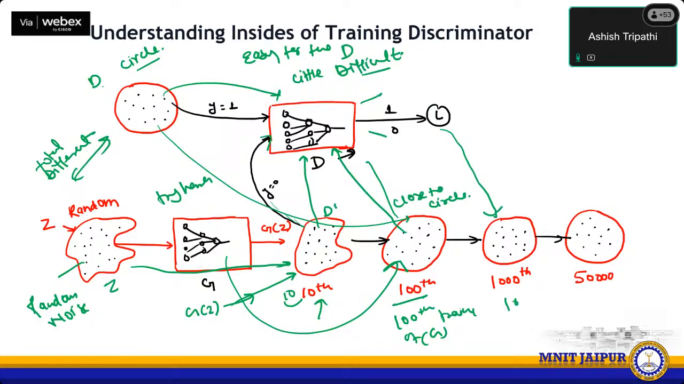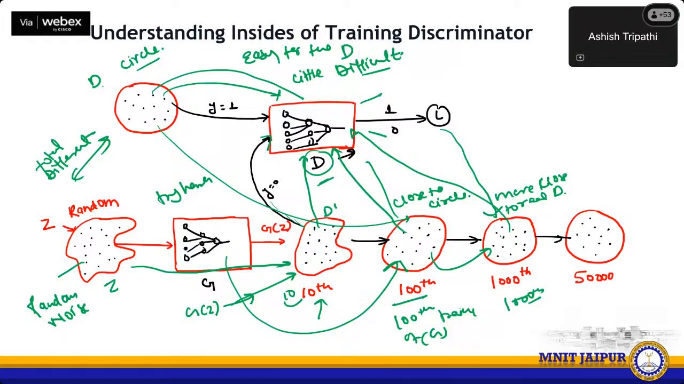Again, for example, after 10,000 epochs, G is able to change this shape from here to here. Now it is even closer to the circle, closer to the real distribution D. Now again, it is going to give some samples to this network called D. Now this network D takes some input samples from here and from here, and it is a little bit more difficult for the discriminator to discriminate, because this is quite a good challenge given by the generator.